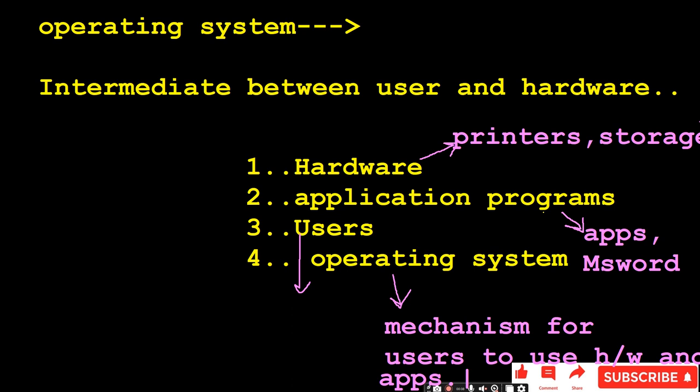So in this lecture we have seen that the computer system consists of four parts: hardware, application programs, users, and operating systems. We can also have a diagrammatic view for this. We will draw the diagram here. Consider we have the computer's hardware devices here.